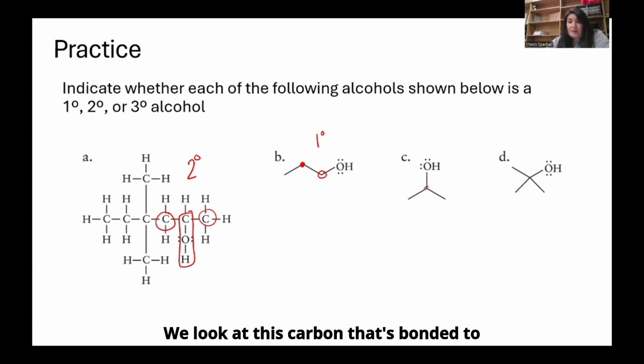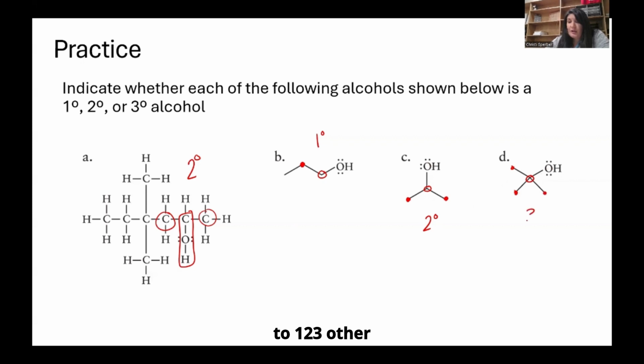We look at this carbon that's bonded to the oxygen, the OH group. It's bonded to two carbons, so it's secondary. We look at the carbon right here that's bonded to the OH. It's bonded to three other carbons, and therefore it is tertiary.